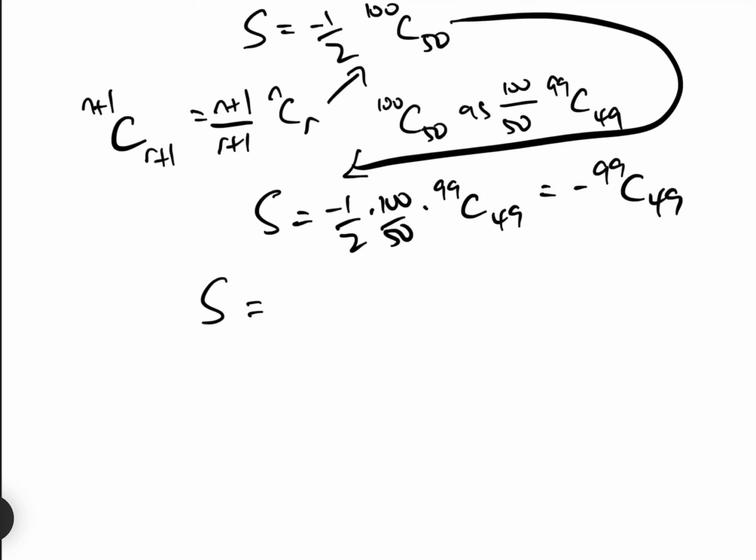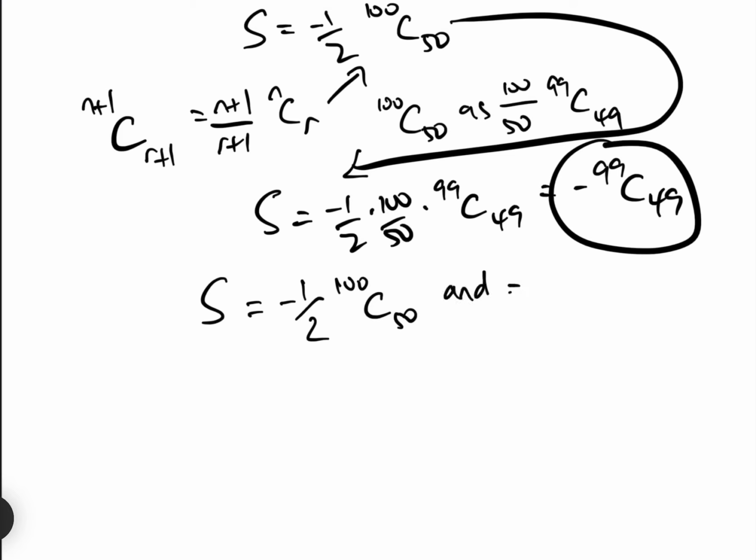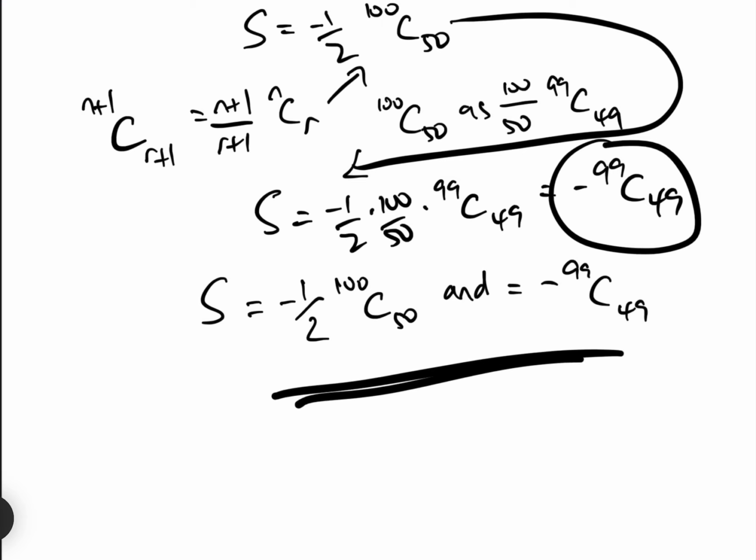these are multiple choice questions, and sometimes they will put that one in to try and trick you. So s either equals minus a half 100c50, or it equals minus 99c49. So they're the two sums.